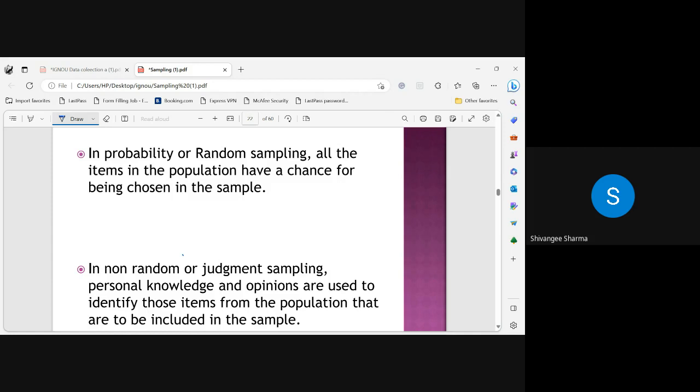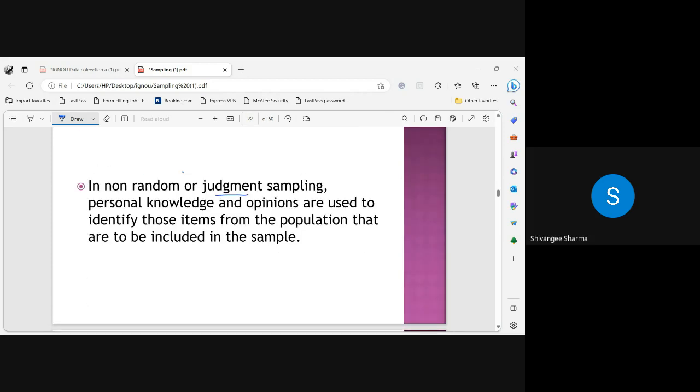So let's come to probability or random sampling. All the items in the population have a chance of being chosen in the sample. If there is an equal chance of every item being chosen in the sample, then that sampling is known as random sampling or probability sampling. And what is non-random sampling? When you use your judgment or personal knowledge and opinions to identify the sample, then that is a non-random sample.